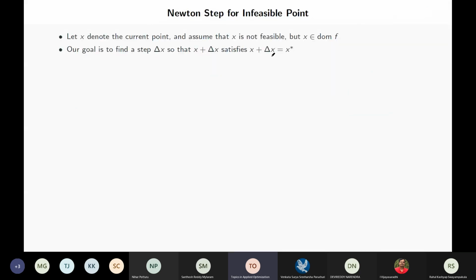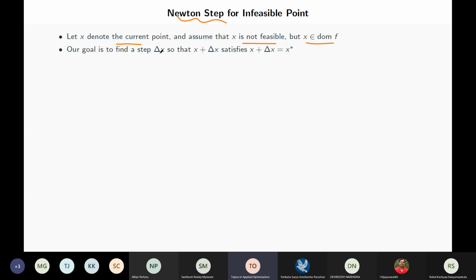So the question is, can we modify the Newton method also for an infeasible point? What I have done is for feasible, can I do it for infeasible? Can I have the liberty to start with any x, and the algorithm will take care of that, right? So let x denote the current point and assume that x is not feasible. But let us assume at least that it belongs to the domain of f. At least that is needed because we will compute gradients and so on. So that x should be in the domain, right?